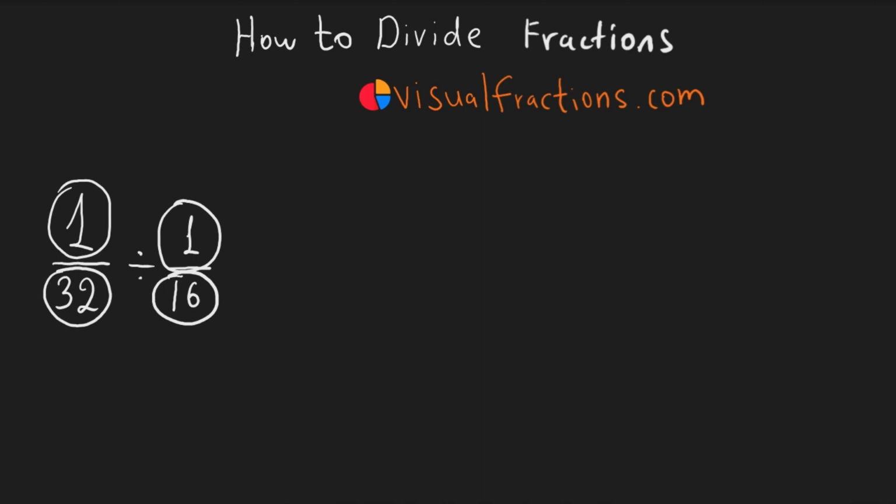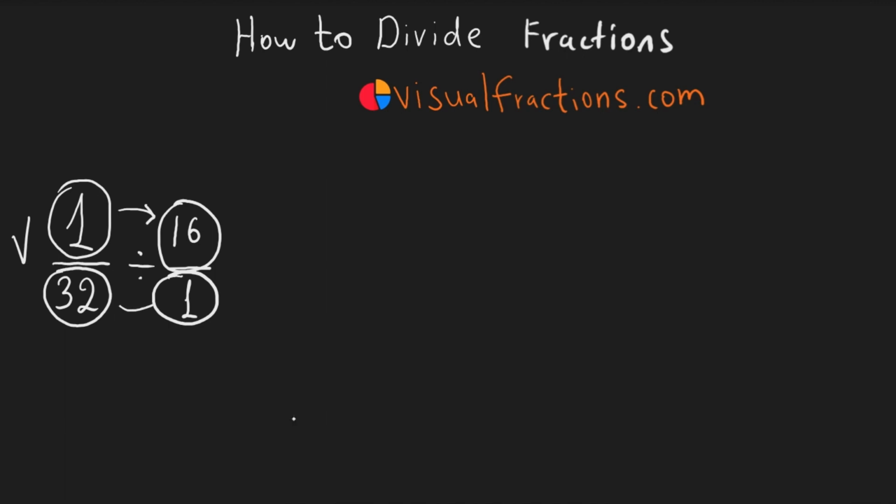The process of dividing fractions requires a little twist. You keep the first fraction as is, take the reciprocal of the second fraction, which means you flip it, and then you multiply. So, let's perform the division. 1. Keep the first fraction. 1/32 remains as 1/32. 2. Take the reciprocal of the second fraction. The reciprocal of 1/16 is 16 over 1 or just 16, because you flip the numerator and denominator.